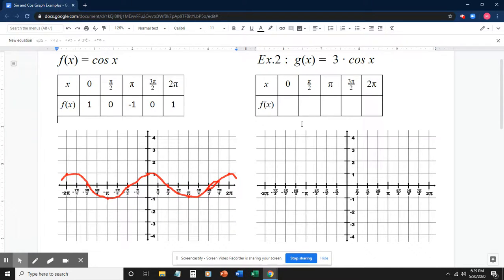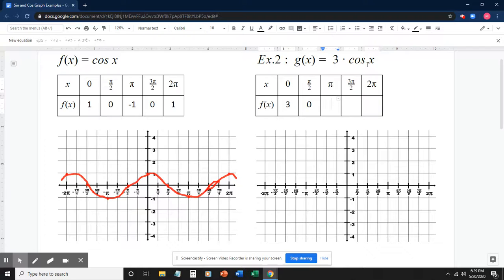So if you're making any little side notes, multiplying by a number besides 1 will change the amplitude, or the height of your waves. Which again should make sense when we fill out this table. Because now, when you plug in 0, normally you get 1, because cosine of 0 is 1. We have that over here. And if you take 1 times 3, you get 3. When I do pi over 2, cosine of pi over 2 was 0. 0 times 3 is still 0.